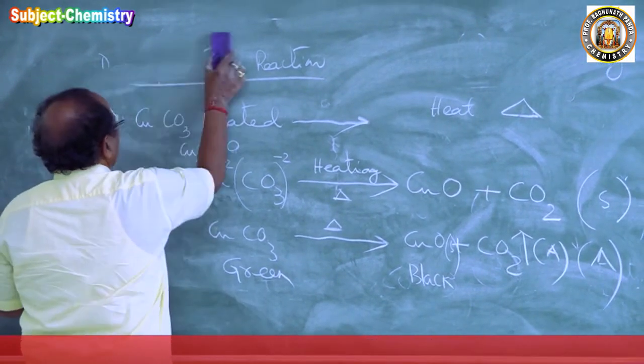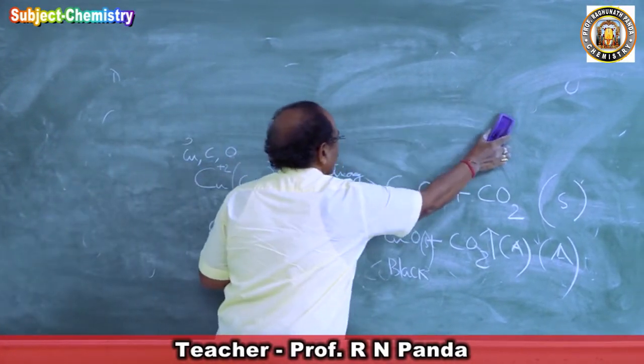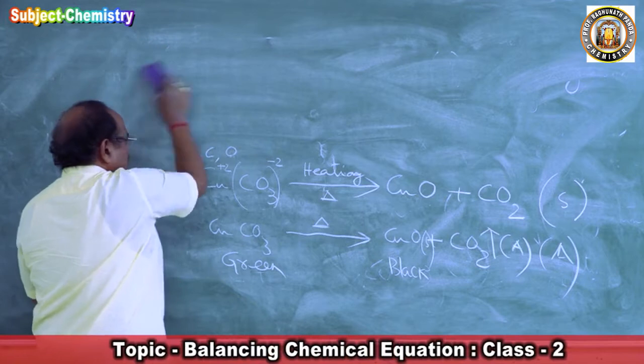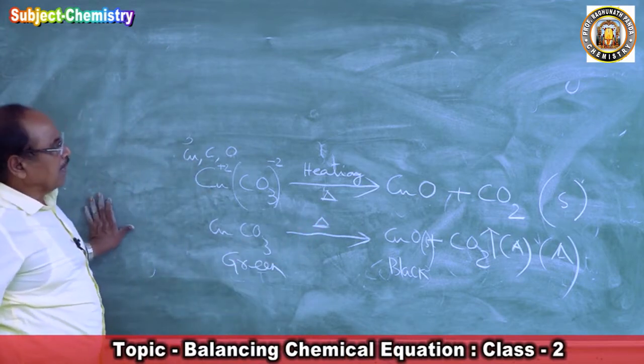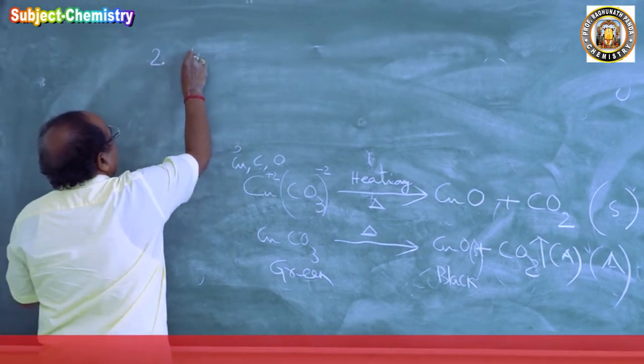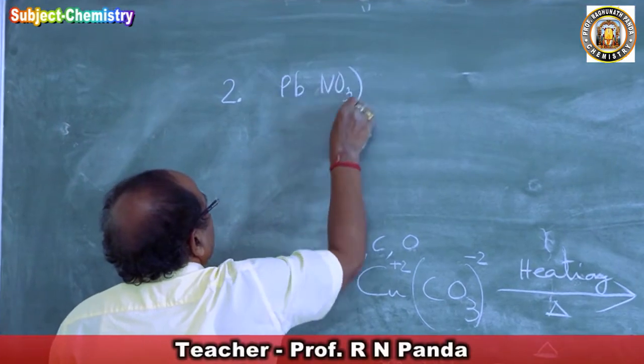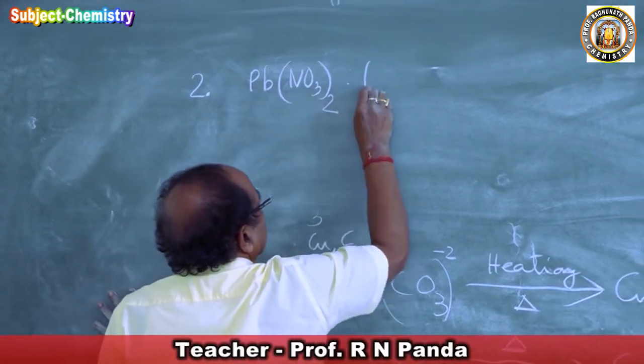So this is the one example we have taken. We wrote the balanced chemical equation for the chemical reaction, where everything remains as such. Now the second example I am taking is lead nitrate heated.